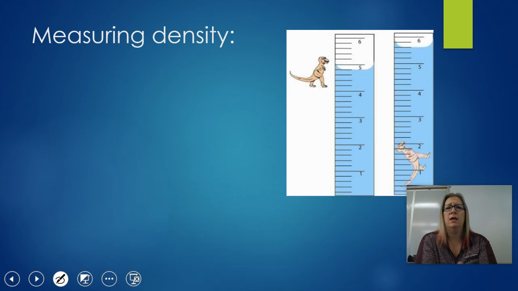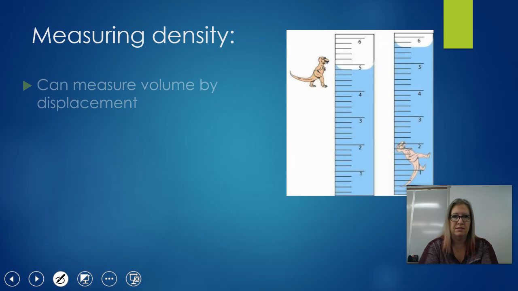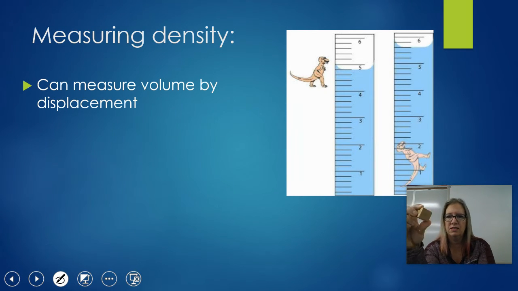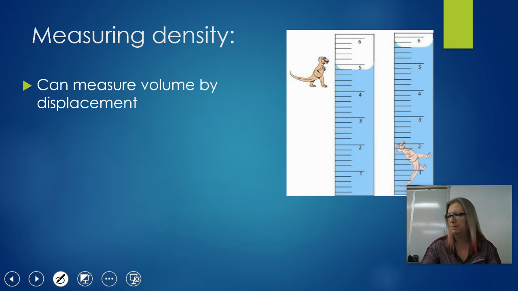A couple of different ways to measure density. If it's a nice straight-sided object, the volume can be easily measured. Length times width times height, and that's how you come up with the volume. But most objects aren't regular like that. So if we've got this little dinosaur guy up here, he clearly doesn't have an obvious length, width, and height that we can measure. So we would measure the volume by something known as displacement.